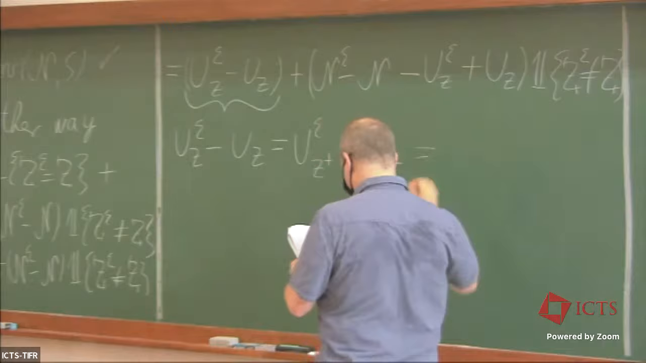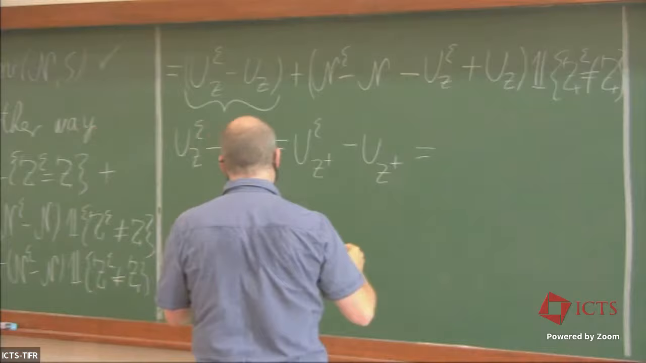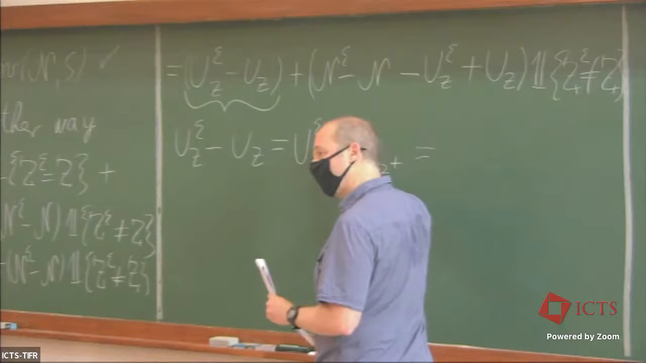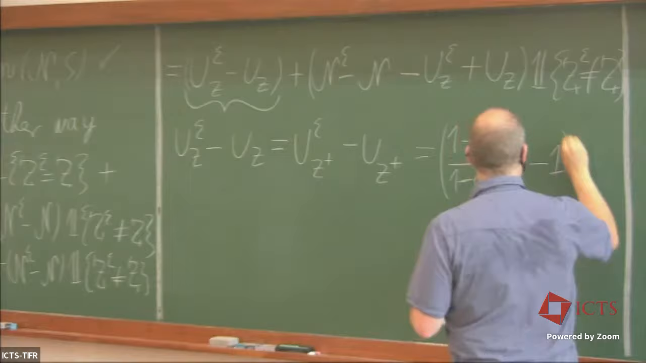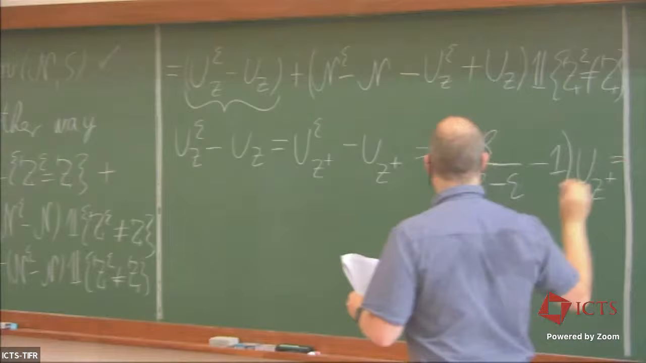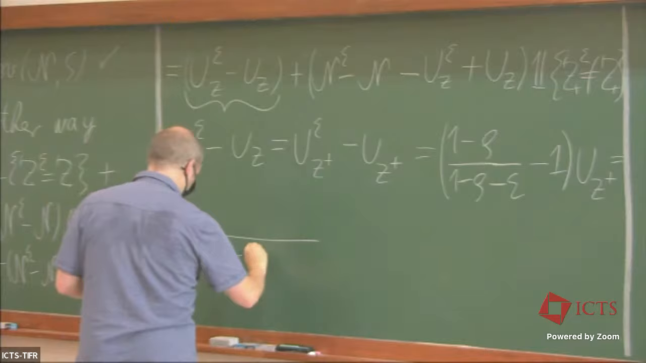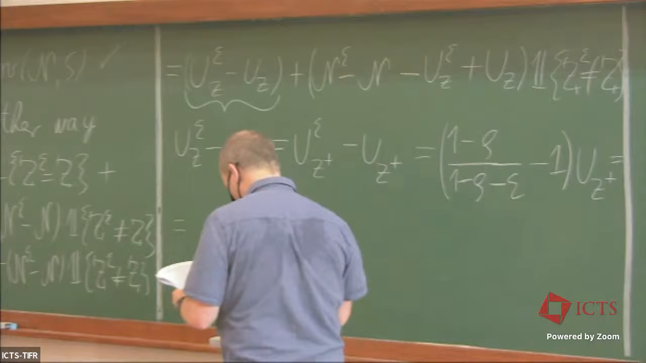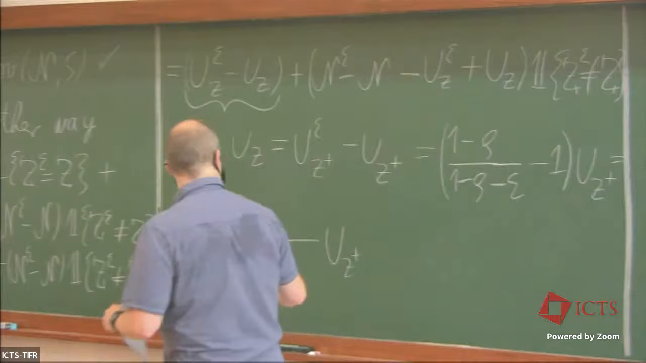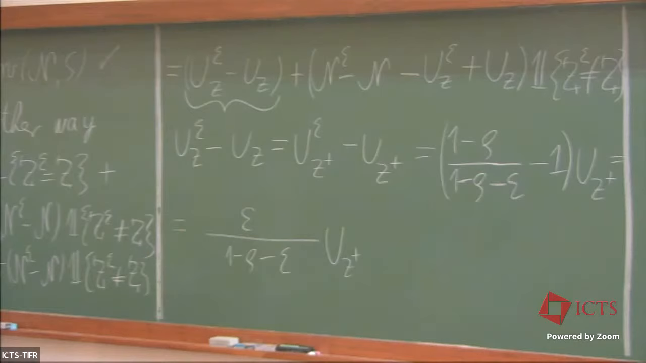And then according to the yellow stuff, this is just one minus rho over one minus lambda times the old one, where lambda is rho plus epsilon, and I have a minus one here, times U Z plus. If you want, you can write this with a common denominator, one minus rho minus epsilon, and then one minus rho minus one plus rho plus epsilon, which just gives you an epsilon up here, times U Z plus. Let's just keep it like this. And this is the U Z plus that at the end of the day will appear in that formula. So that's how it comes in. But then I have this other term, so let's concentrate on the other term a little bit.